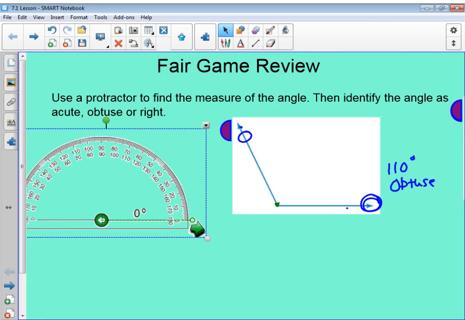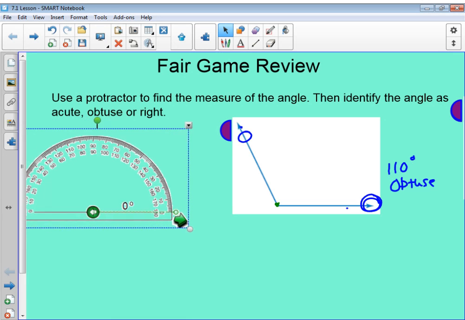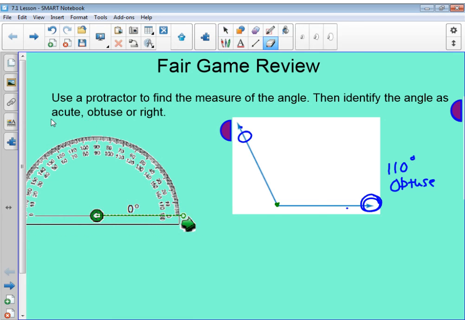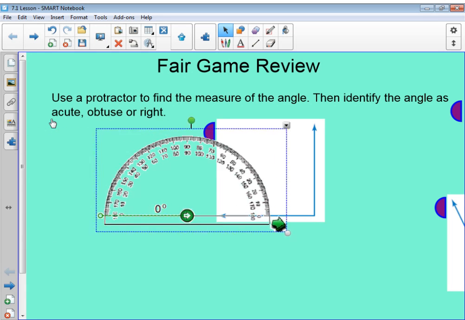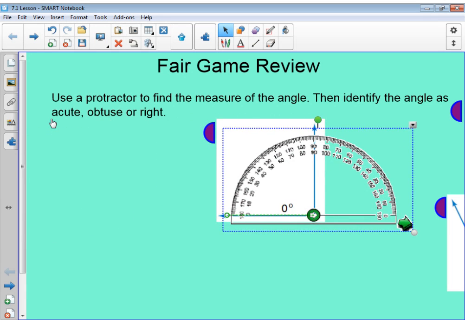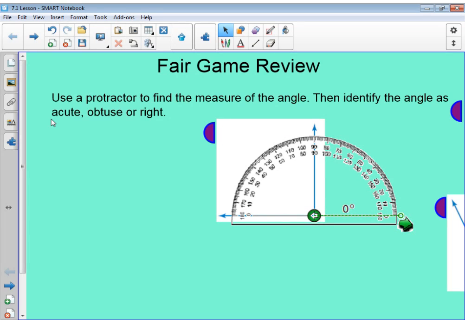I'm actually going to shrink this down so it's easier. Well, I want it big enough that you can read it, but easier for us to see where it's cutting through. Okay, so let's try another one. Okay, first step, we're going to line up the middle circle on the vertex or where the two lines intersect. We're also going to make sure that our bottom line is cutting through this bottom line here. So this line right here is lined up on there.